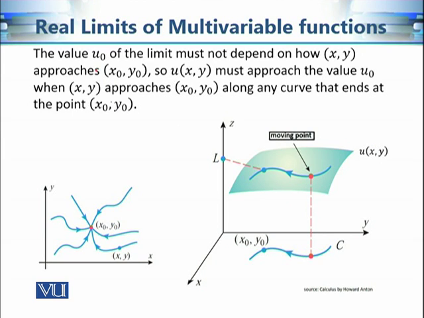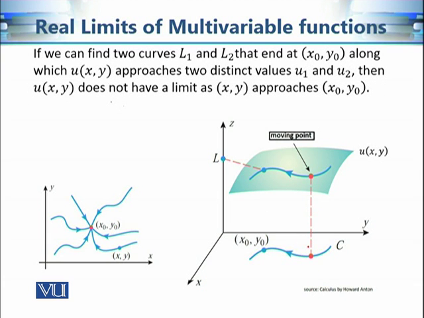Now the value u naught of the limit must not depend on how we approach this point x naught y naught. When we say approaching, it means if we choose a path in the domain of the function and we move along that path to reach this point x naught y naught, then this corresponds to a path on the graph of this function u of xy, and we are approaching this value along this path. And if the limit is in fact L, then it should not matter which path we are choosing, and each time we will be approaching the same point.